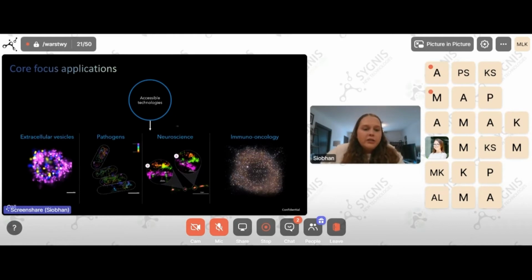So since I mentioned that the technology is quite accessible in the fact that we can do a wide range of imaging modes and we offer a wide range of techniques, this opens up a range of applications which can be used on the Nanoimager. So it's quite diverse in its sort of research areas.